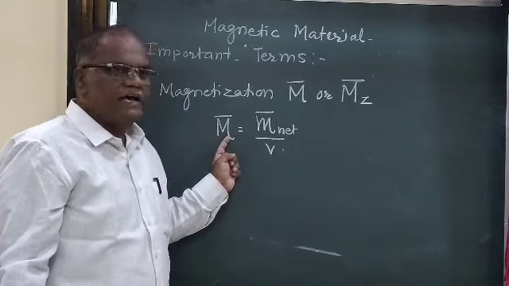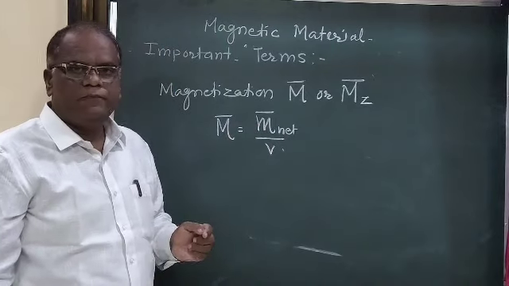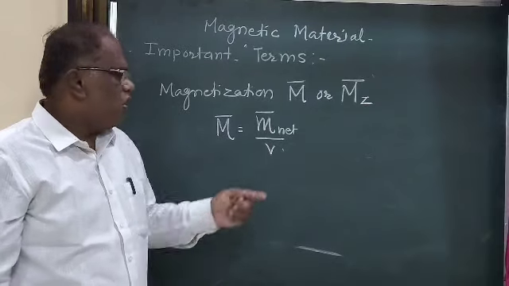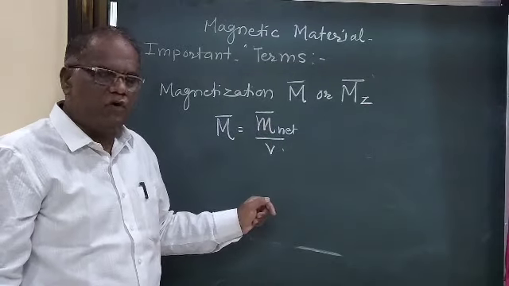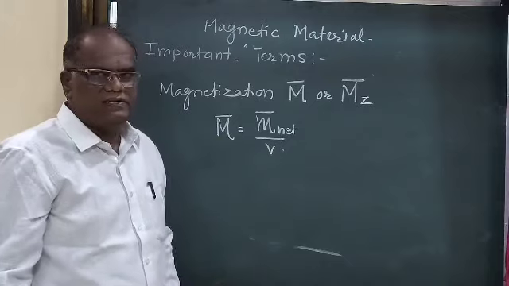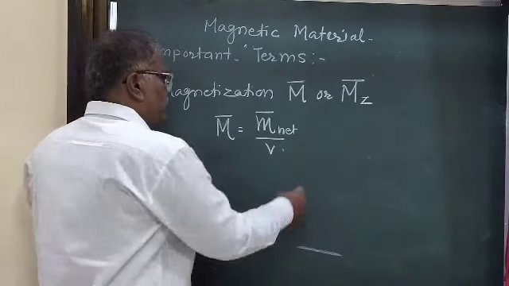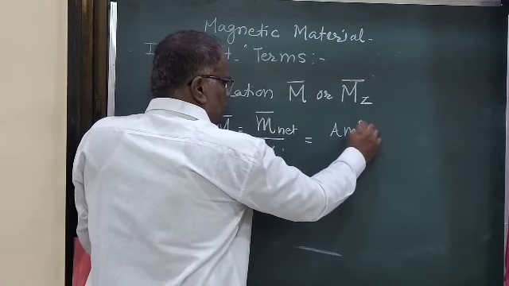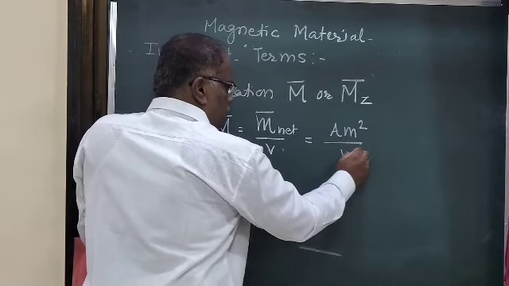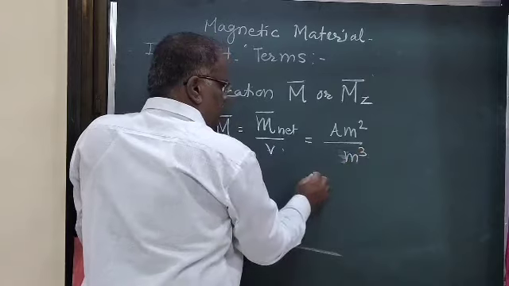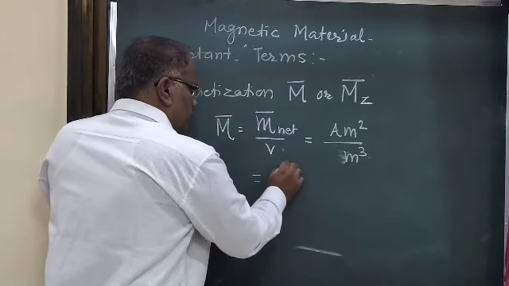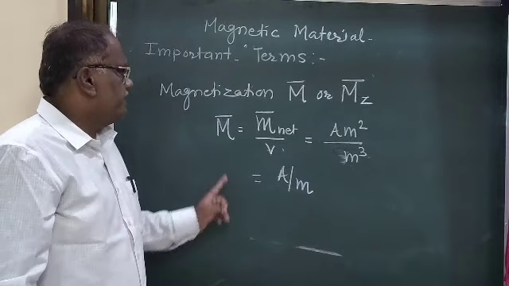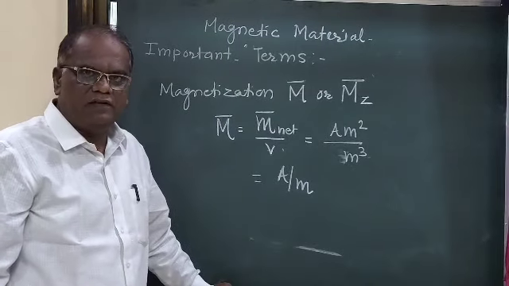Hence M is equal to M net upon volume V. That is, magnetization is the ratio of magnetic dipole moment to the volume, or magnetic dipole moment per unit volume. Now its unit: we know that the unit of magnetic dipole moment is ampere meter square and the unit of V is meter cube. Hence the unit of magnetization is ampere per meter. Magnetization is a vector quantity.